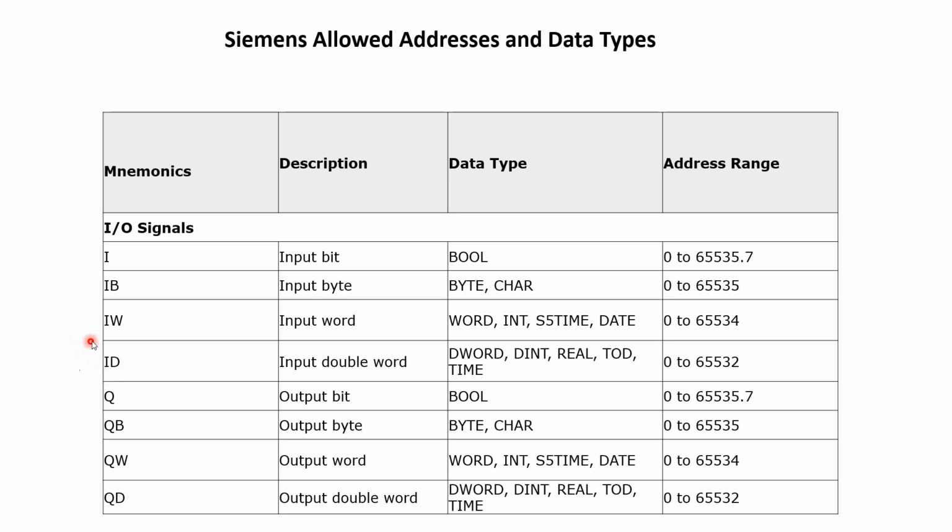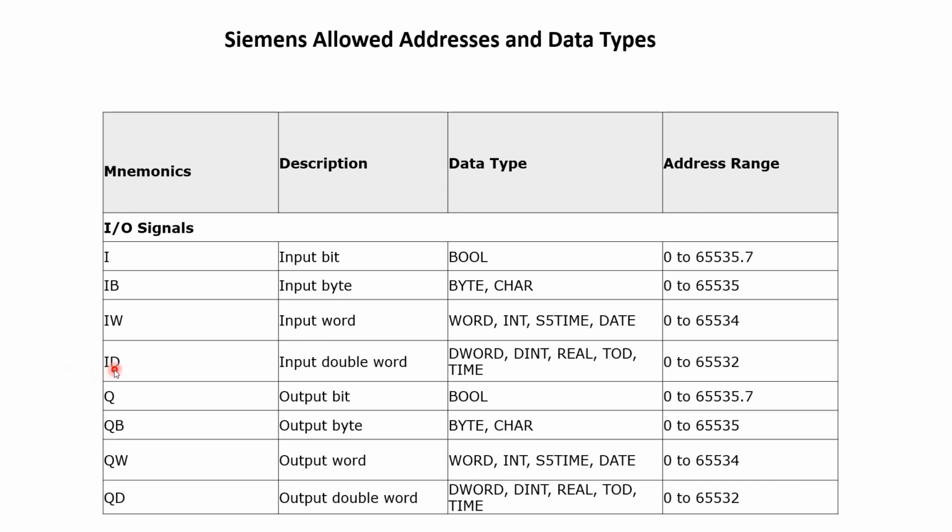But if I want to address the whole 16-bit card, I will say IW0. Then I will know that it comprises byte 0 and byte 1. Are you following? I hope you guys are following. So we can now move on.